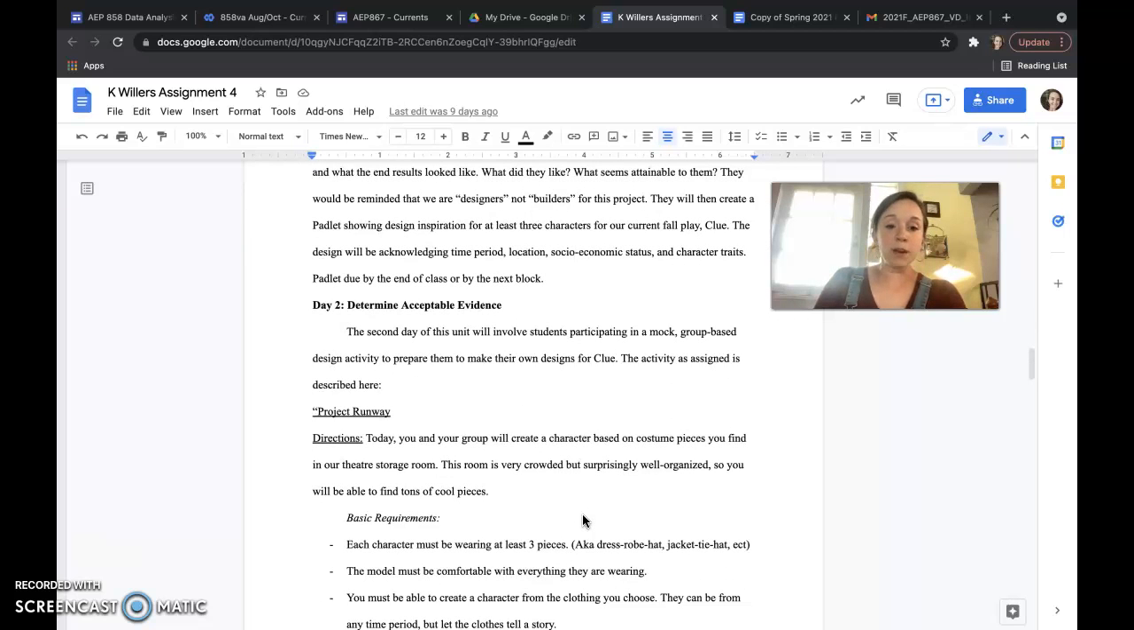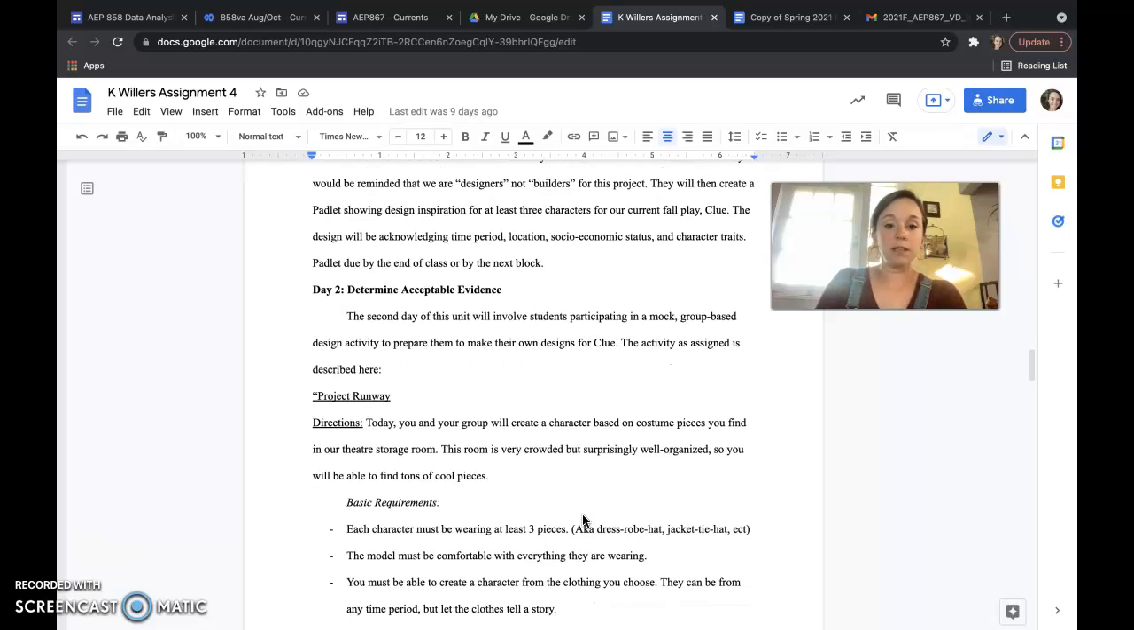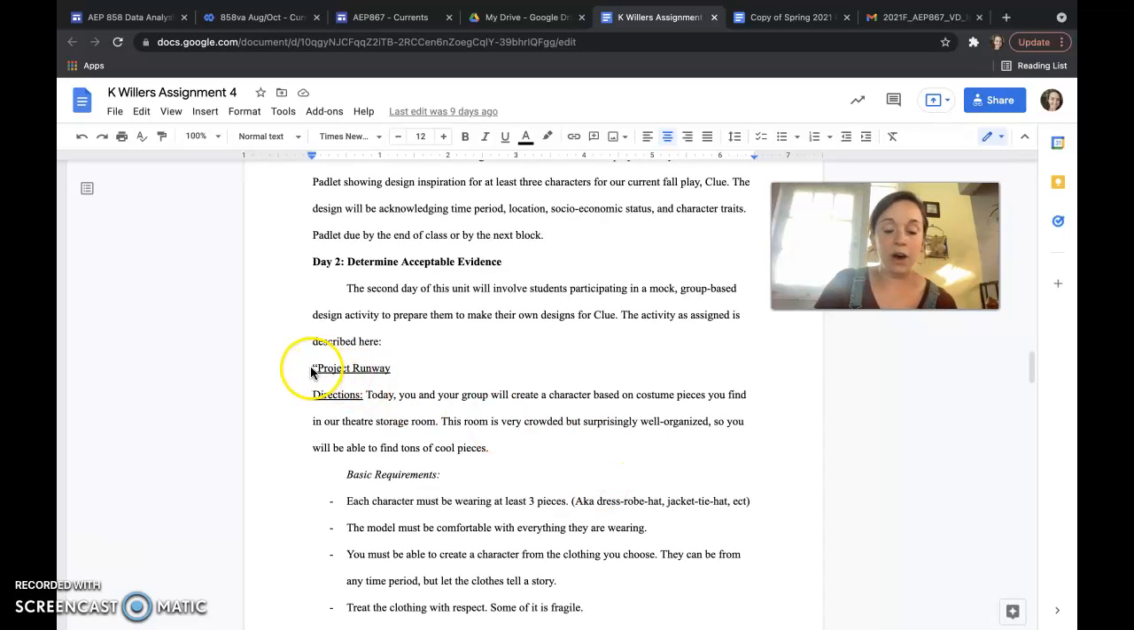Determining their acceptable and appropriate evidence: these students spent their time going through a Project Runway style, just basic design process. So they picked out clothes and they said, okay, who is this character? How does their clothing affect them? And what can we tell just looking at this person about who their character is? So through this activity, here shown on the page, my students could really show their understanding of how clothing affects a character.